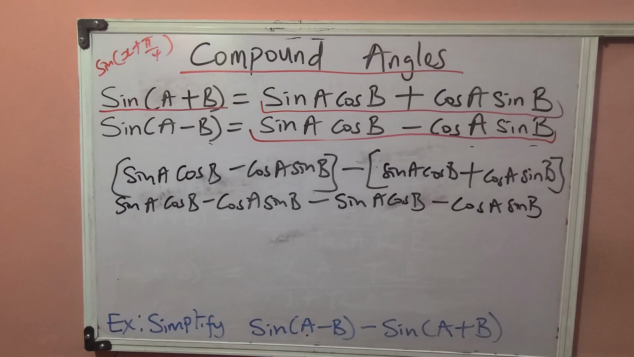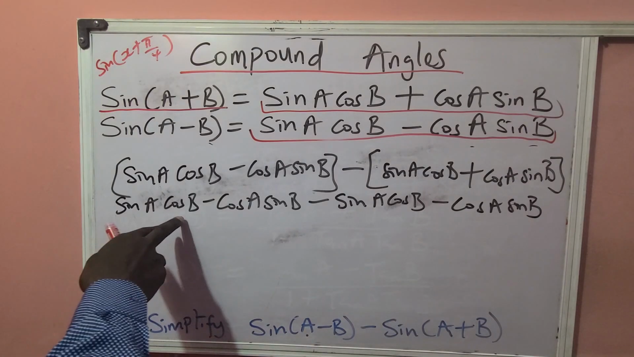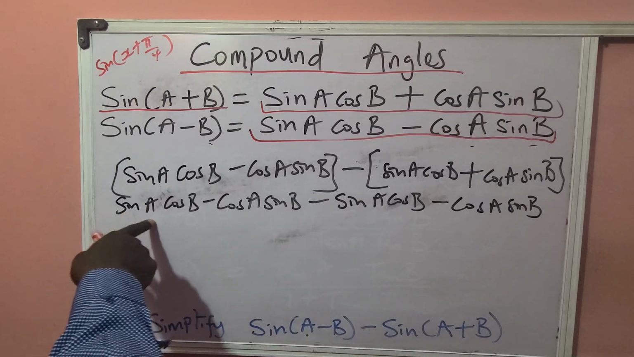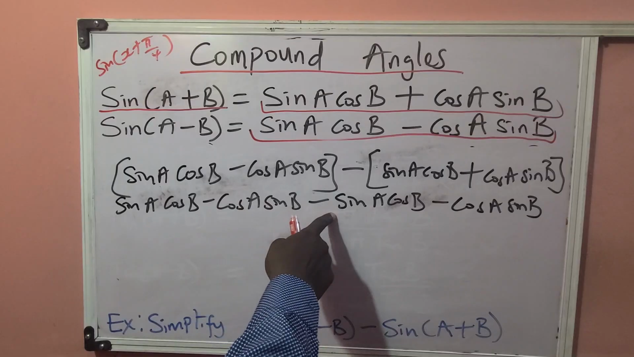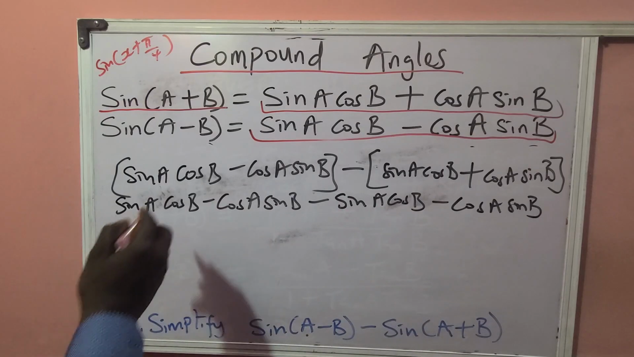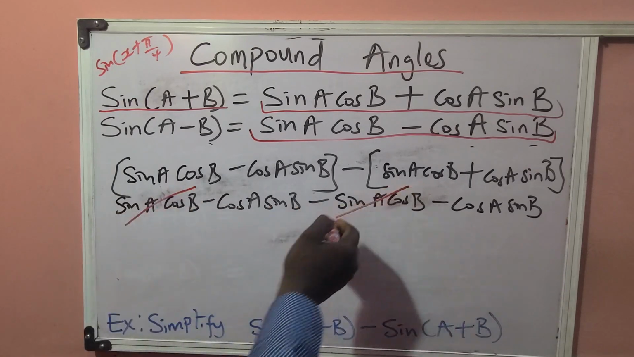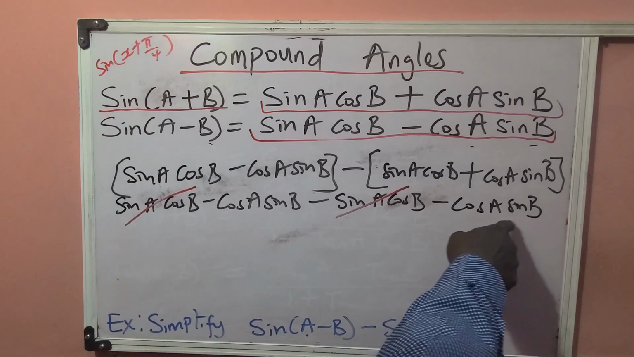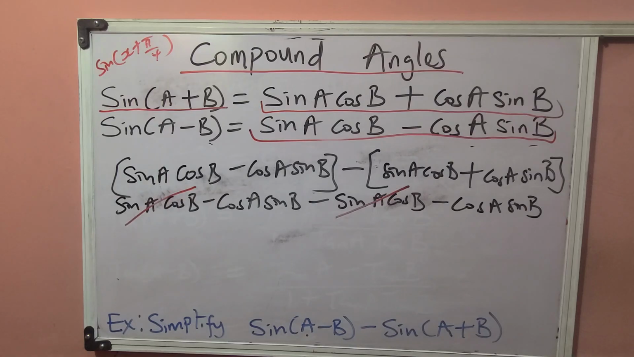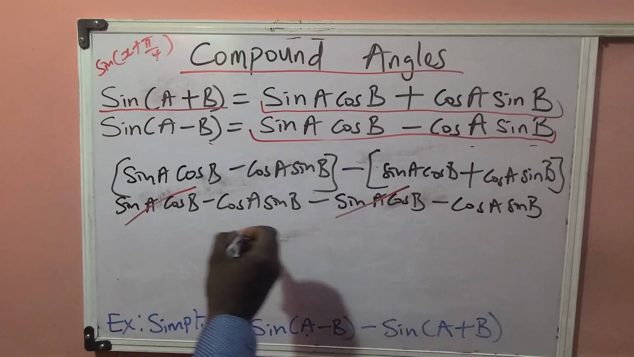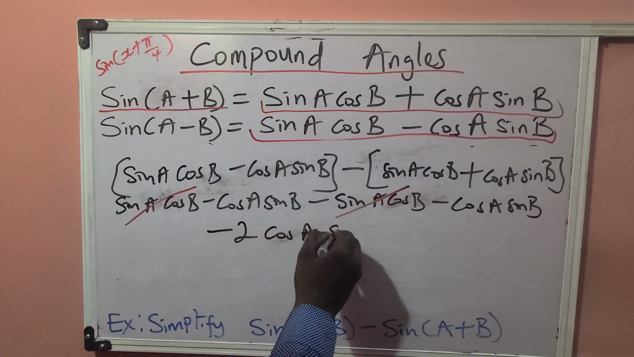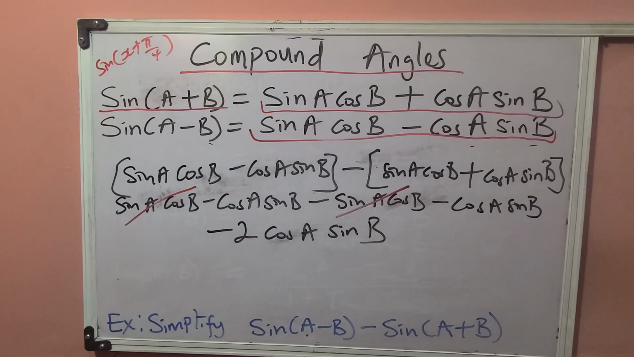So if you look through at what we have here, we can see sine A cos B here, we can see sine A cos B here, but there's a minus here. So this is plus sine A cos B, this is minus sine A cos B. So these two will actually cancel out, and then you'll be left with minus cos A sine B minus cos A sine B, which is the same thing. So when you do that, you'll be having minus 2 cos A sine B, which will be the final answer.